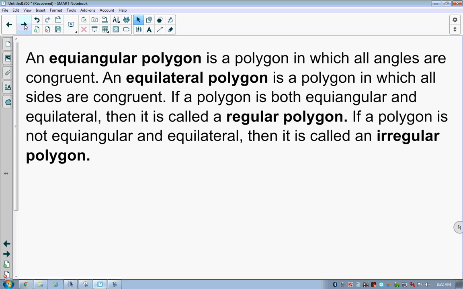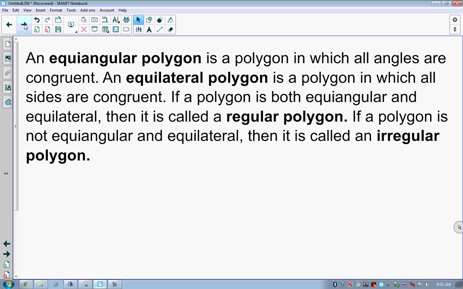Equiangular polygons, equa meaning equal, angle meaning angle, so equal angles, which means all the interior angles of that polygon are congruent to each other. And equilateral, equa meaning equal, lateral meaning side, right? Those of you guys that are in sports, you should know what the term lateral means. It doesn't mean backwards. It could mean backwards. It just means to the side, right? A lateral pass is a lot of times to the side. So lateral meaning side. Equilateral means equal sides in which all sides are congruent.